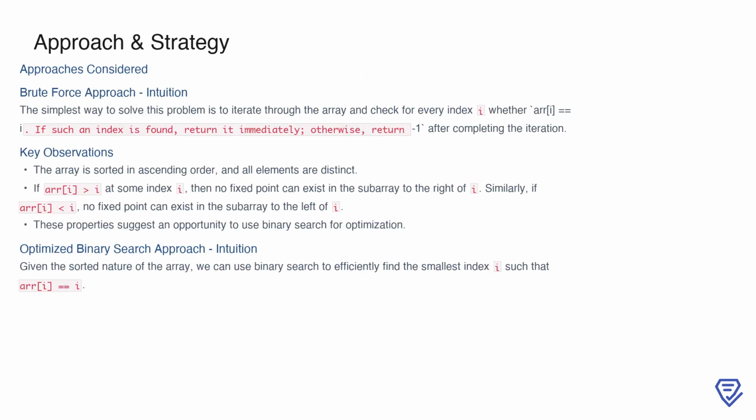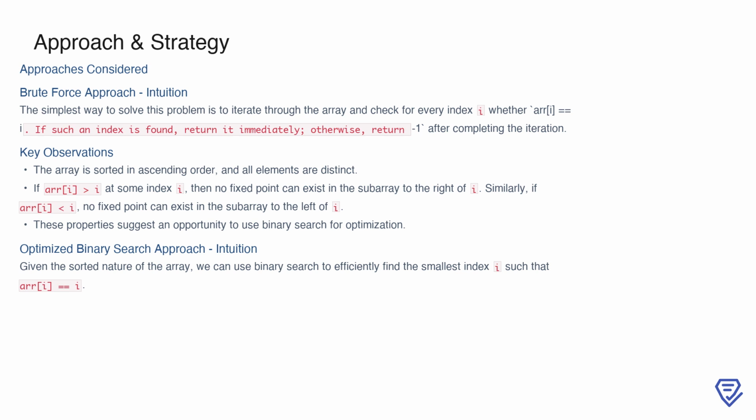To begin solving this problem, let's consider the brute force approach. The intuition here is straightforward. We iterate through the entire array and, for each index i, check if the condition arr[i] equals i holds true. If it does, we return that index immediately. If no such index is found after completing the loop, we simply return -1. While this approach is simple to understand and implement, it can become inefficient for larger arrays.